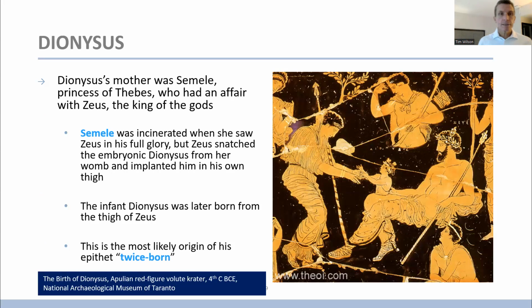So Dionysus, what's the story with Dionysus? Well, his mother was Semele, a princess of Thebes, who had an affair with Zeus, the king of the gods. And she was incinerated when she saw Zeus in his full glory, but Zeus snatched the embryonic Dionysus from her womb and planted him in his thigh, and Dionysus was born later from the thigh of Zeus. And this is likely where Dionysus gets the epithet twice born.